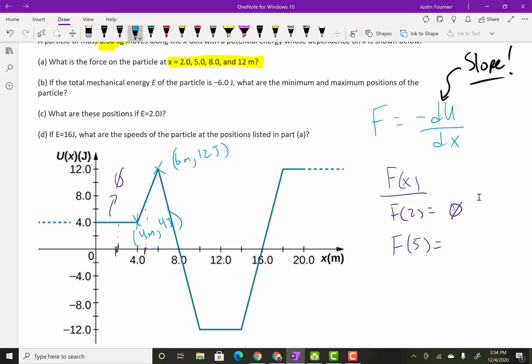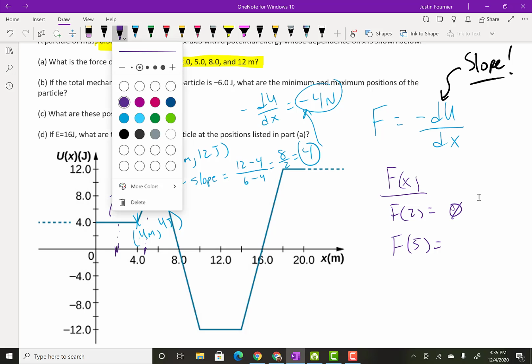All right, and then if I find the slope of that, the slope would be 12 minus 4 divided by 6 minus 4. So 12 minus 4 is 8, 6 minus 4 is 2, so this is going to be 4. But again, remember, this is the slope, so this is dU/dx. But we want the negative slope. So that's going to be negative 4. What is it? Newtons, right? Because it's a force. So this is going to be equal to negative 4 newtons.